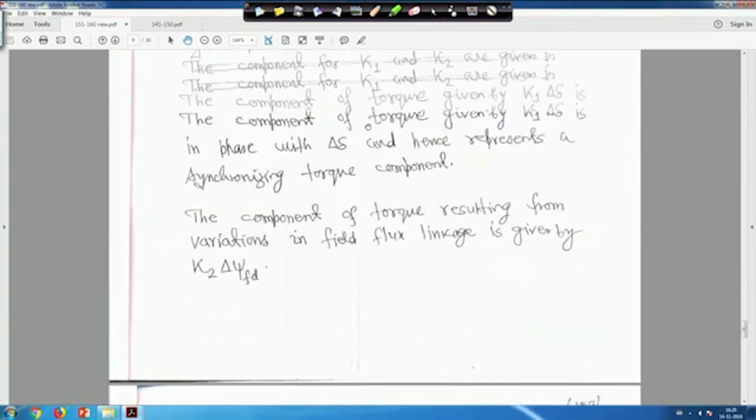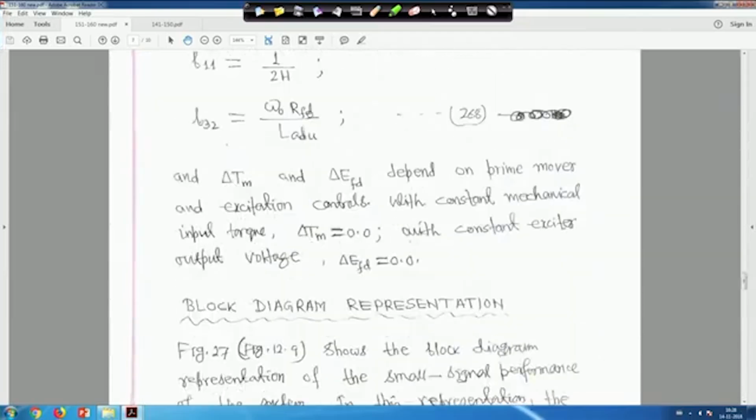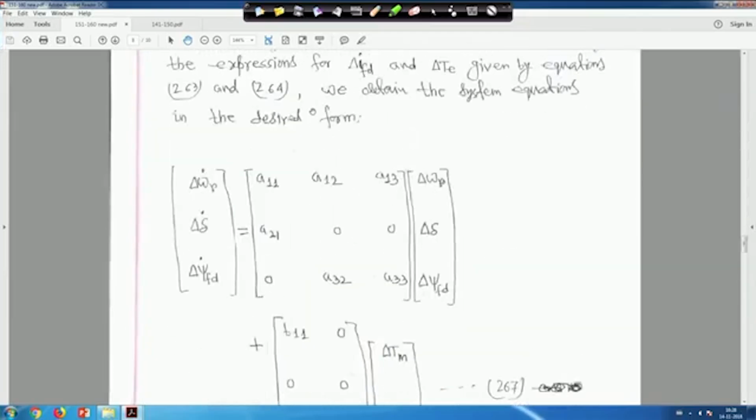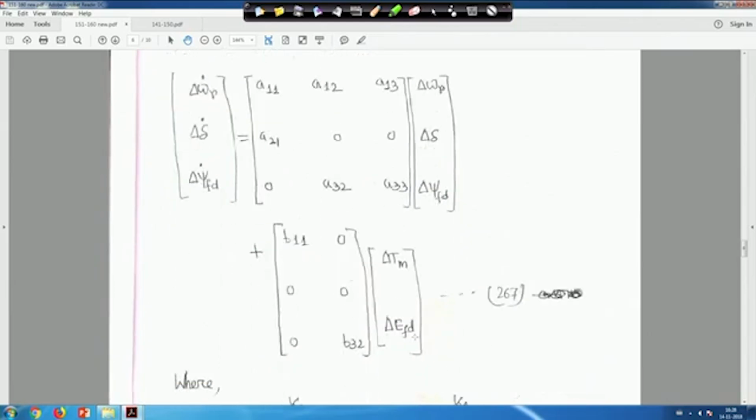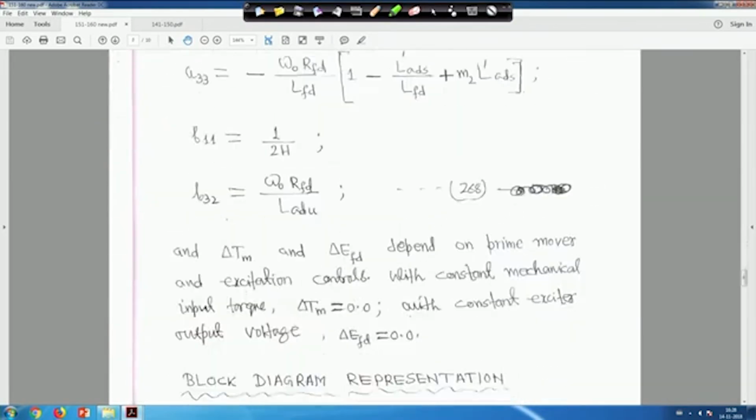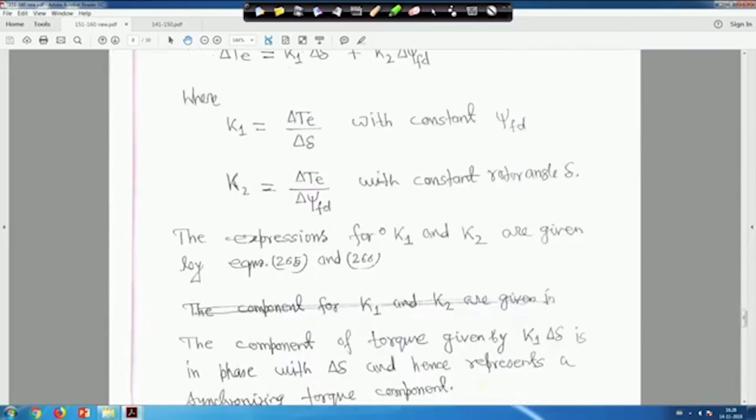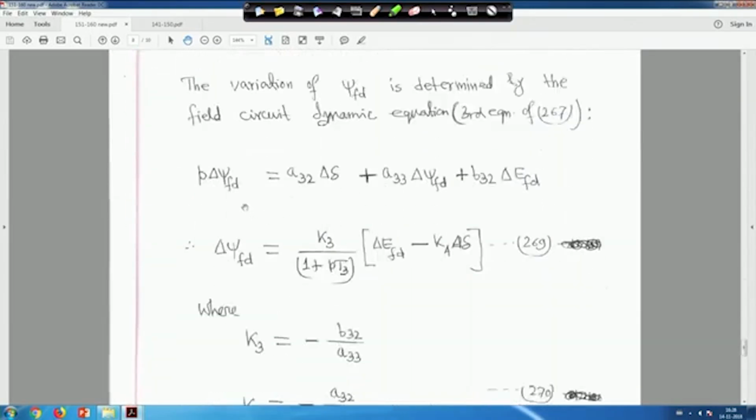When you come to this matrix, this equation, delta psi Fd dot is equal to A32 delta delta plus A33 delta psi Fd plus B32 delta Efd from equation 267, right. So the same thing we are writing here, the third equation, that P delta psi Fd is equal to A32 delta delta plus A33 delta psi Fd plus B32 delta Efd, right. Now delta psi Fd can be put in this form.